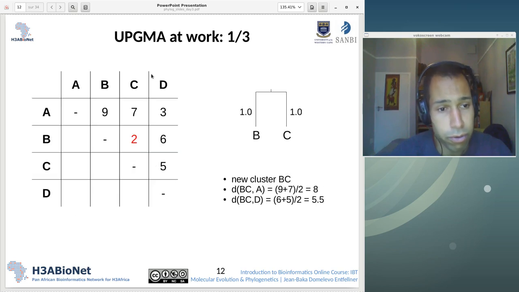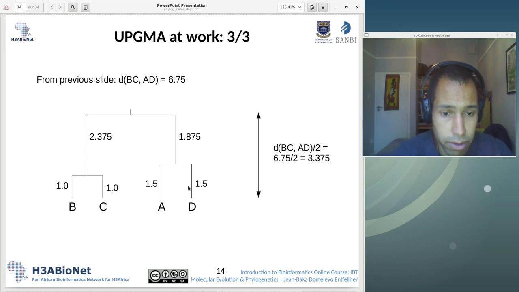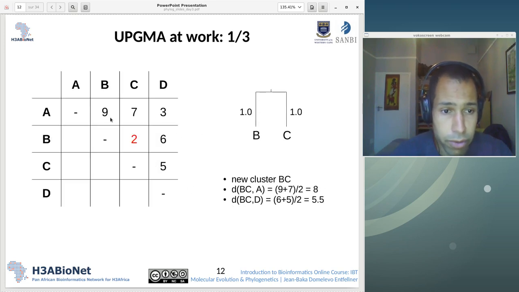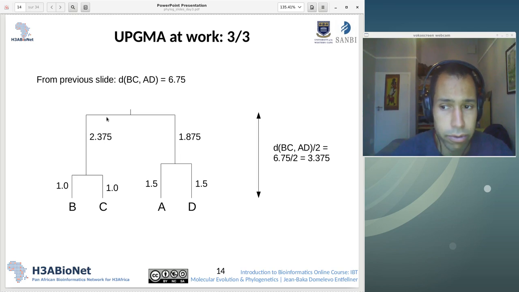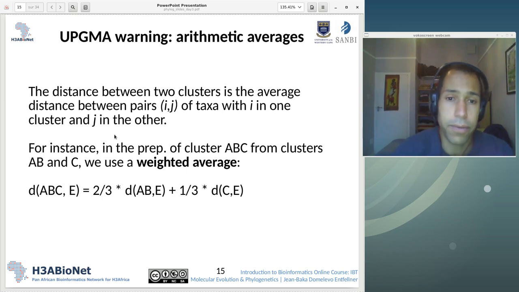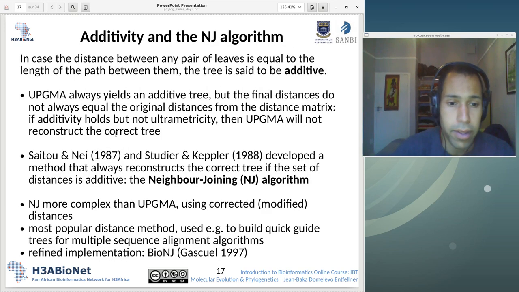And if you go back to the original matrix between A and C, we had an original true distance of 7, right? So it's not what we have at the end. And the error is even bigger between A and B. The true distance from the distance matrix is 9, and what you have here between A and B is also a 6.75 distance. Okay, so you see we don't respect the original distances, not all of them.